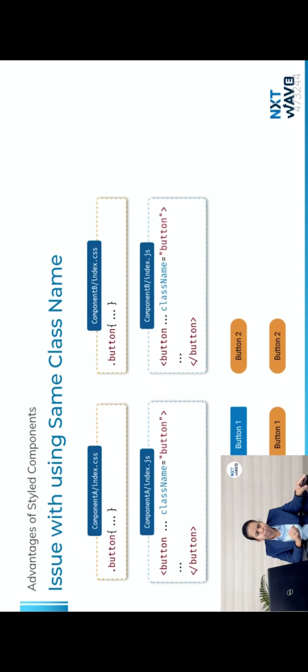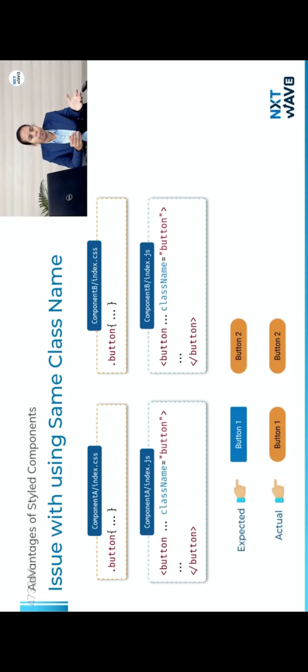Another advantage is, generally when we use CSS, we have to ensure that each and every class name that we define is unique, right? You can see an example there. We have two components, component A and component B. In the .css file of component A and component B, we have button. There are two different classes, okay? We have used the same class name button in the component A.css file and component B.css file. Now, when we make use of this button, the expected output is, in case of component A, a blue button, and in case of component B, an orange button. But when you look at the output, both will be orange.